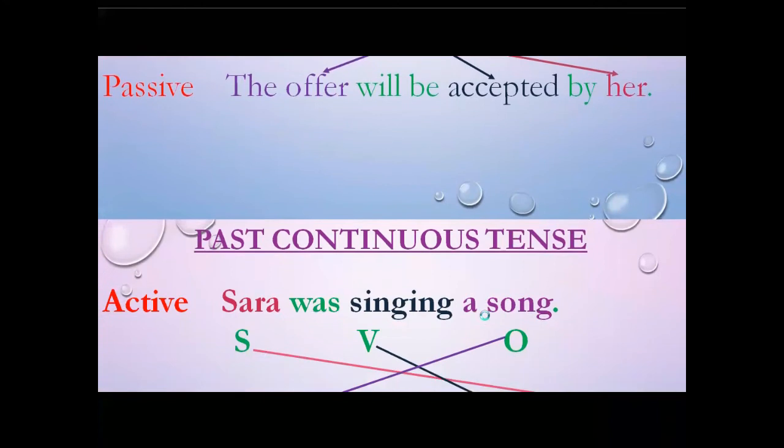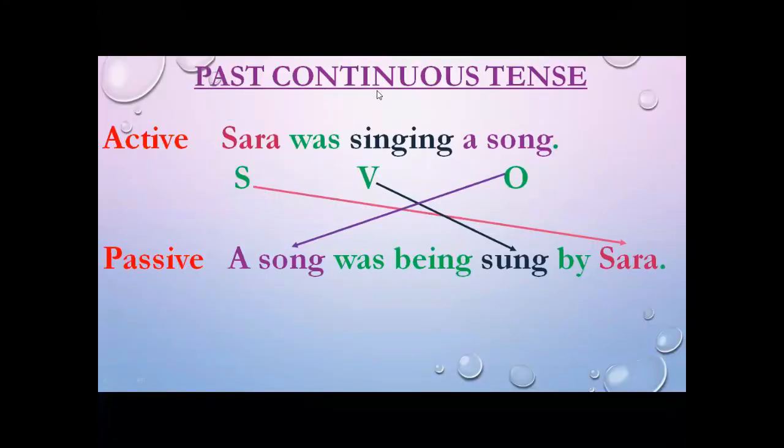Now the next sentence. Past continuous tense. Sarah was singing a song. Sarah is the subject, was is the auxiliary verb, and the main verb is singing. And a song is the object. Now for changing into passive voice, a song comes first, then the auxiliary verb of the passive voice is "was being". And the third form of sing: sing, sang, sung. Sung is the third form of the verb. And Sarah will remain Sarah. There is no change in the names. Before the coming object, we write "by". So a song was being sung by Sarah.